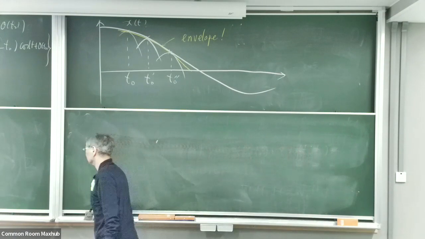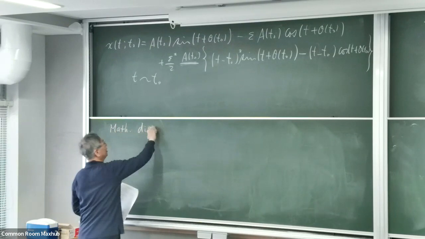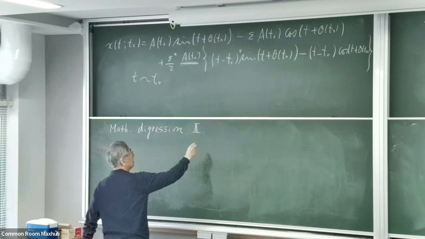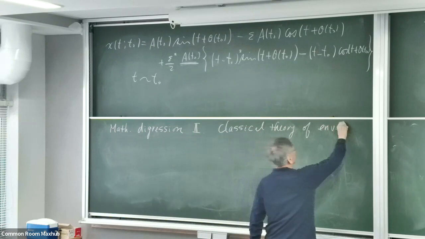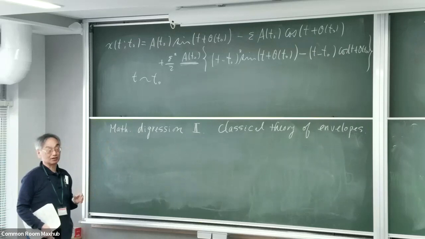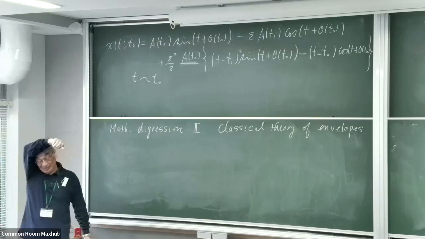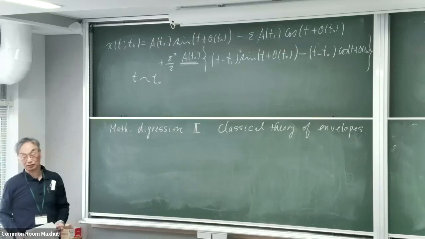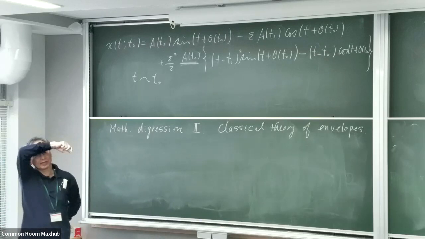And this yellow curve is an envelope of the perturbative solutions, the particular solutions. So what is the mathematics of the envelope? I learned this classical theory of envelopes in differential geometry from the textbook of Teiji Takagi, basically, in the first year of my undergraduate studies. And maybe Courant and Hilbert also contains some discussion of that.